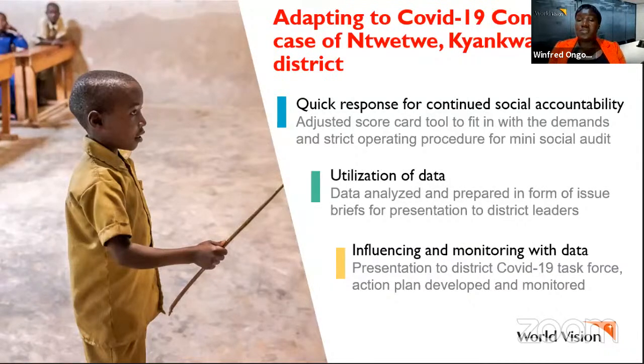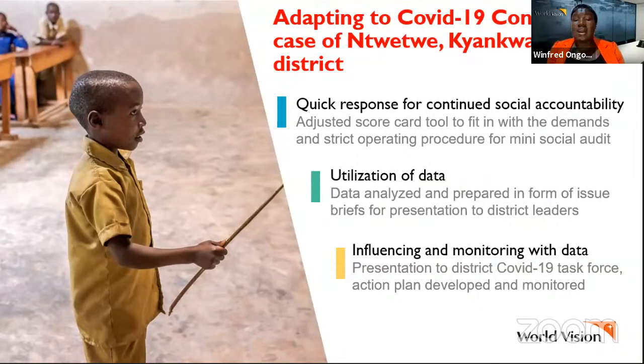So World Vision supported the community to develop a community scorecard tool that was able to fit within the strict operating procedures that had been placed by the government of Uganda. And this took us away from focus group discussions and more to one-on-one engagements from the community-led champions of social accountability, who we call community practitioners, with the different community members. And for the case of Ntwetwe, this was done with over 75 participants, which involved girls, boys, women, men, and the technical team of the health sector.